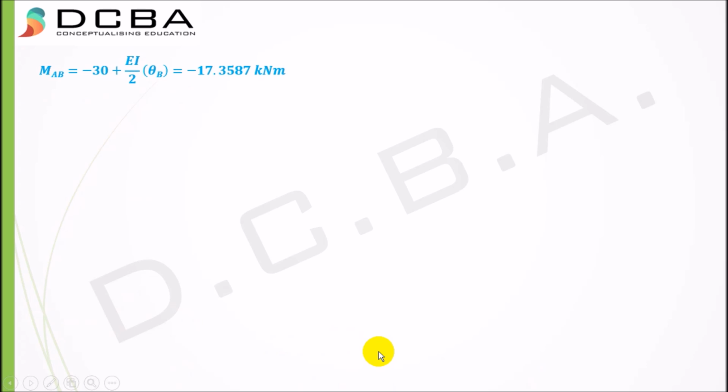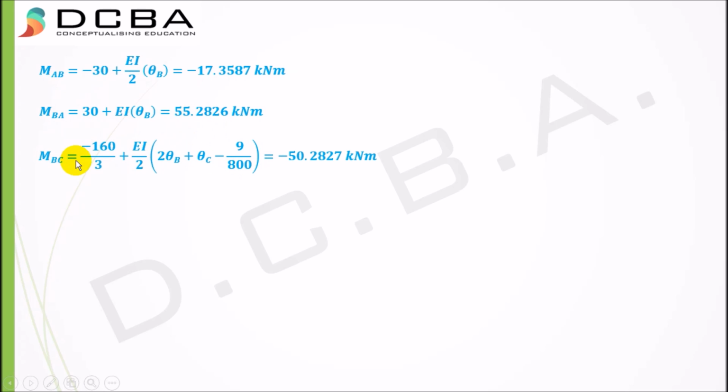So MAB is minus 30 plus EI by 2 into theta B. EI again we substitute as 2000 kilonewton meter square, and theta B that we found previously, we get minus 17.3587 kilonewton meter. Again we have to substitute in every slope deflection equation. MBA is 55.2826, MBC is minus 50.2827, and the summation of these two should be 5 kilonewton meter, because at joint B there was a 5 kilonewton meter moment acting, right?